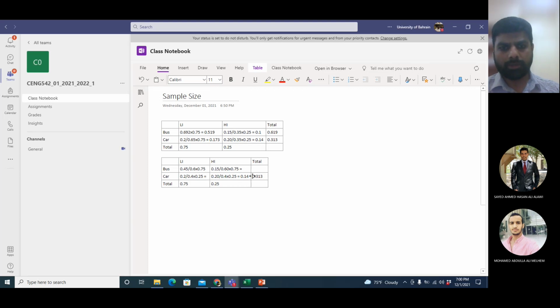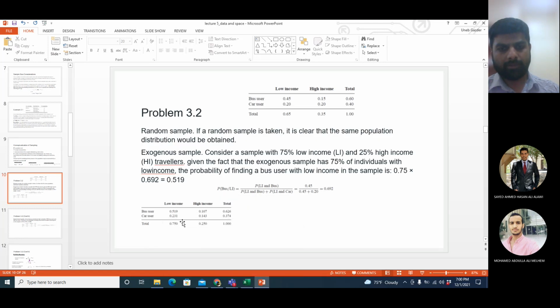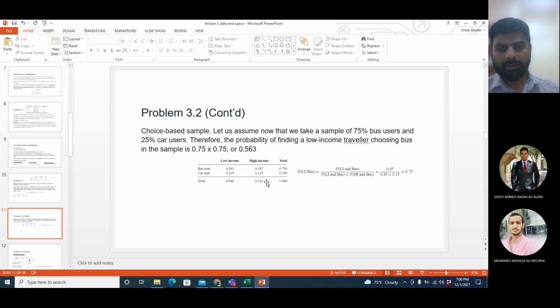Okay, now these totals, the total for each mode choice will be as per what you have selected for the data. So I have selected 75% of bus users and 25% of car users. Okay, so this will come to that. Okay, there's no problem with that. Okay, the only thing is now you will change these probabilities. Okay, the table is given here. Okay, you can calculate the values and check it from here.